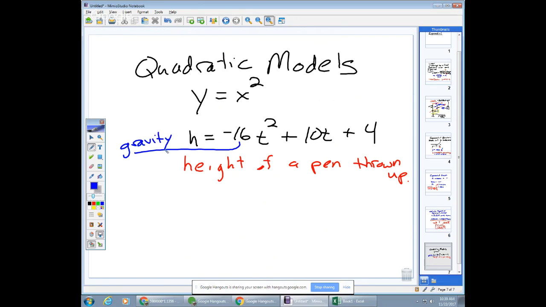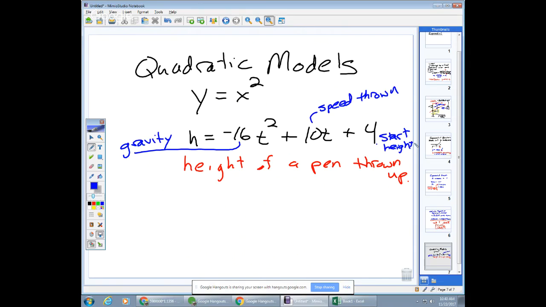We figured that out by just throwing stuff and watching it fall and estimating its height. That's been thoroughly studied. The 10 here is the speed I threw it at. And the 4 here is the starting height. Do you need to know all that? No, it's not going to be on the test. But this is just an example of a quadratic equation in reality.